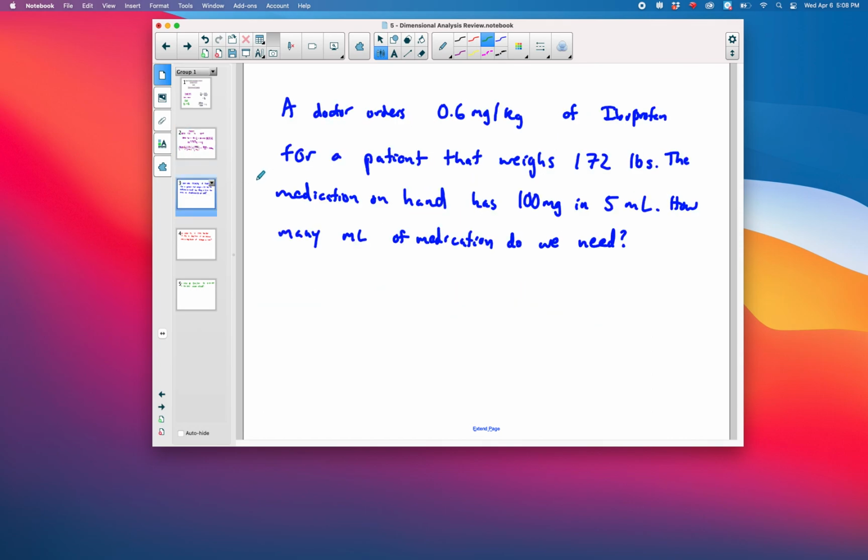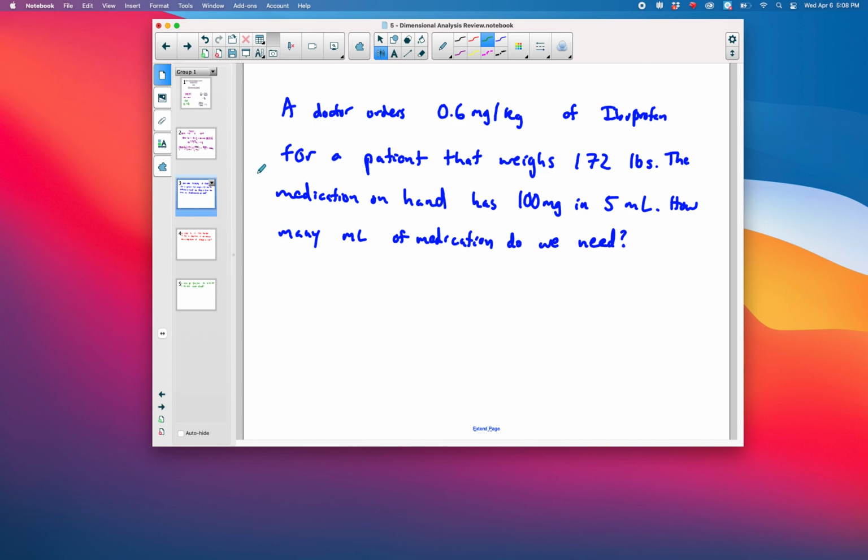This one says a doctor orders 0.6 milligrams per kilogram of ibuprofen for a patient that weighs 172 pounds. The medication on hand has 100 milligrams of the pure medication suspended in 5 milliliters. How many milliliters of medication do we need to give to this patient?